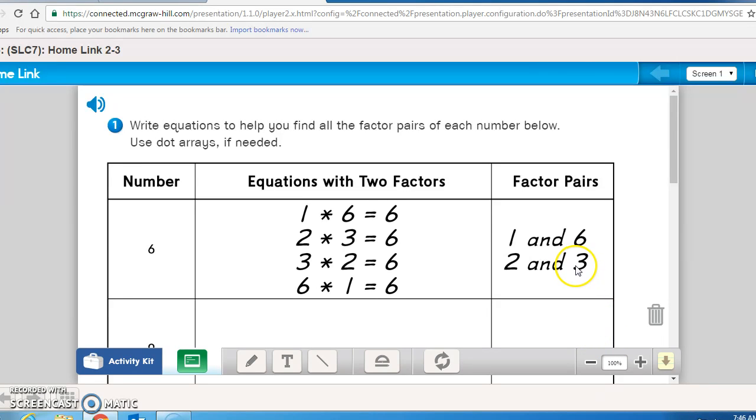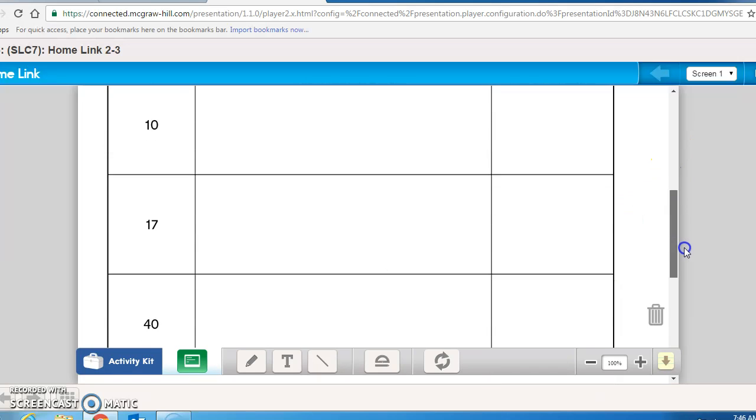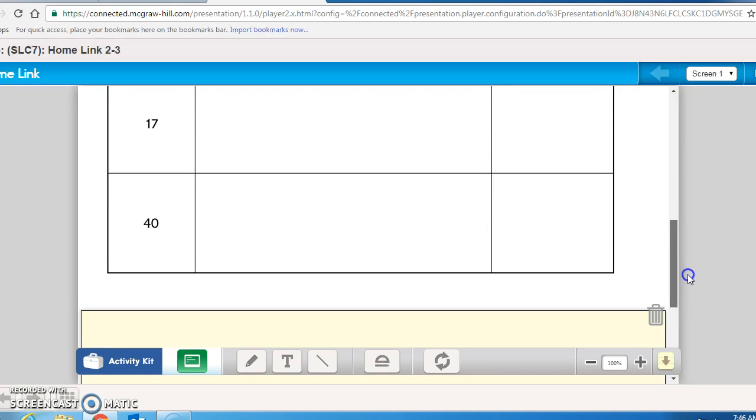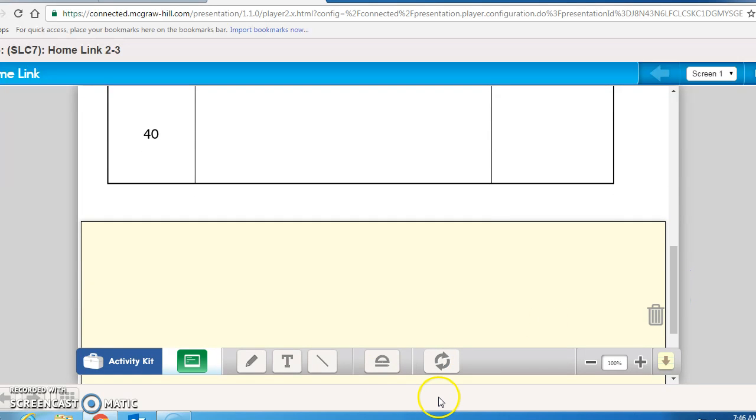So, write equations. This is your Math Masters, page 59, that you need to come get. Write equations for the number. And they already showed you once again how to do that. You must finish 9, 10, 17 through 40. And please do the practice at the bottom of the page.